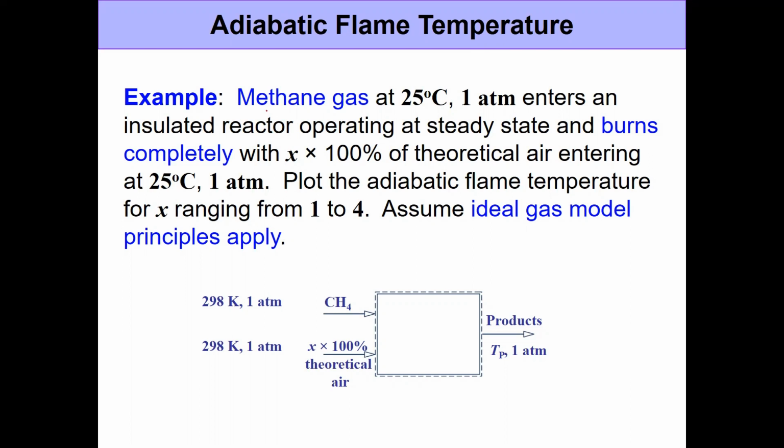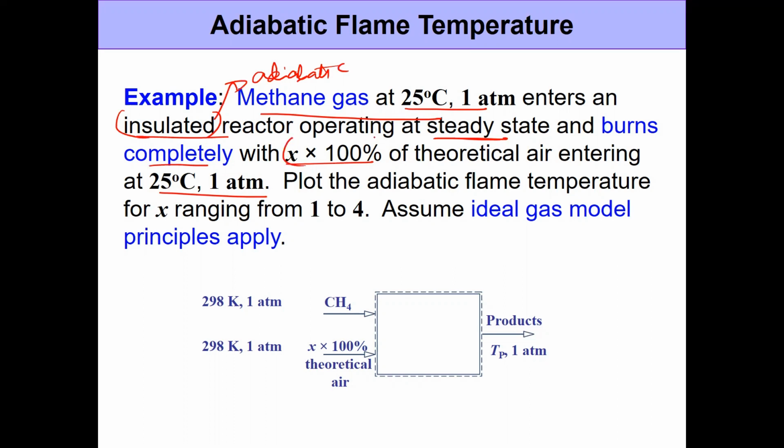So here we have been provided that a methane gas at 25 degrees Celsius, 1 atmospheric pressure, enters an insulated reactor. So when you see the word insulated, you already know that we're looking at an adiabatic case, right? So there's no heat loss. Okay, so this methane gas enters an insulated reactor, which is operating at steady state, and it burns completely with X times 100% of theoretical air. Okay, and the air is also coming in at 25 degrees Celsius, 1 atmospheric pressure. So these are standard temperature and pressure conditions.